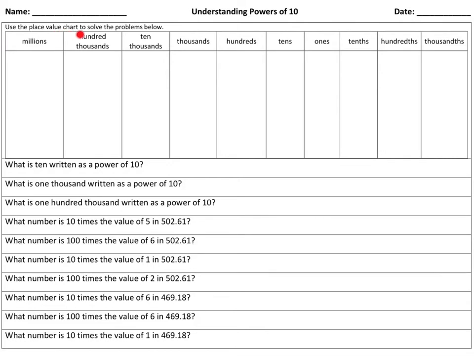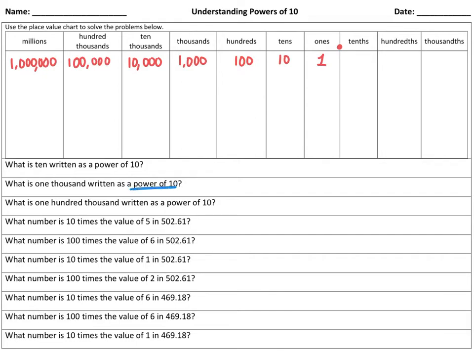Use the place value chart to solve the problems below. The first problem is, what is 10 written as a power of 10? So, we know that 10, if we fill in our place value chart, here's our decimal. 1 is here, 10 is here, 100 is here, 1,000, 10,000, 100,000, and 1 million. Make sure if I'm writing it in that you are writing it in also. Pause the video if you need to.